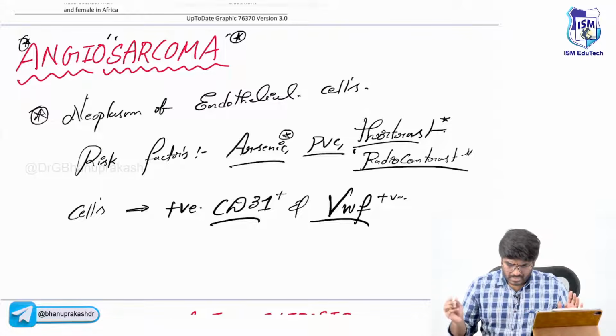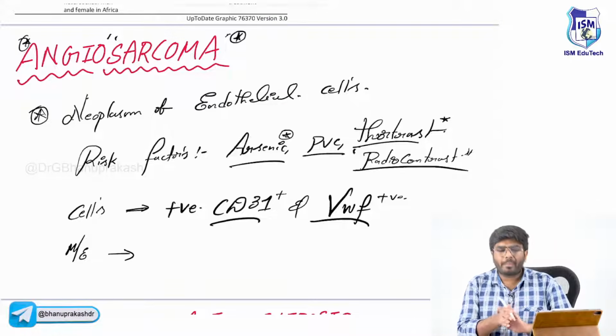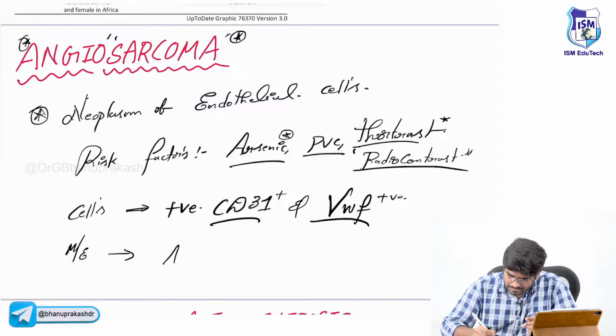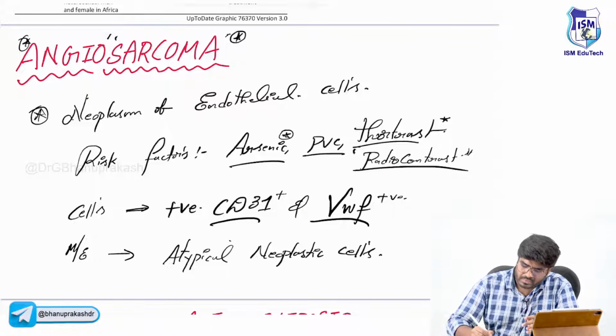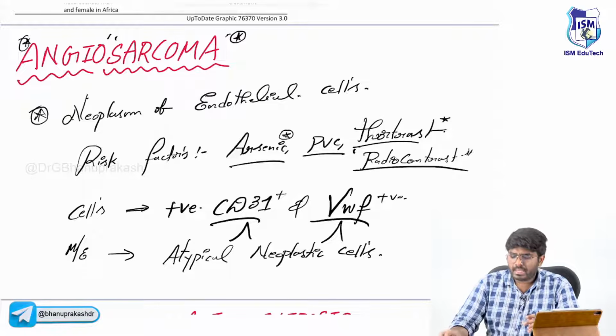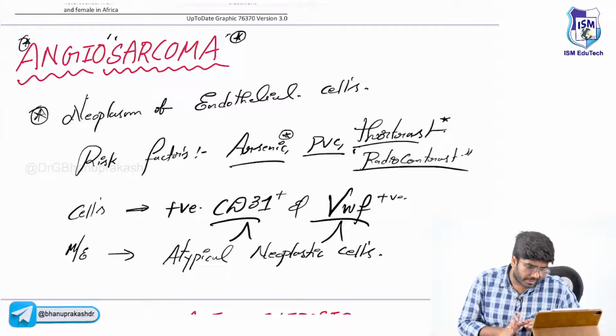On microscopic examination of this cancer, there is no proper pattern. Atypical neoplastic cells are seen, which are positive for CD31 and von Willebrand factor. With this, angiosarcoma is also completed, sir.